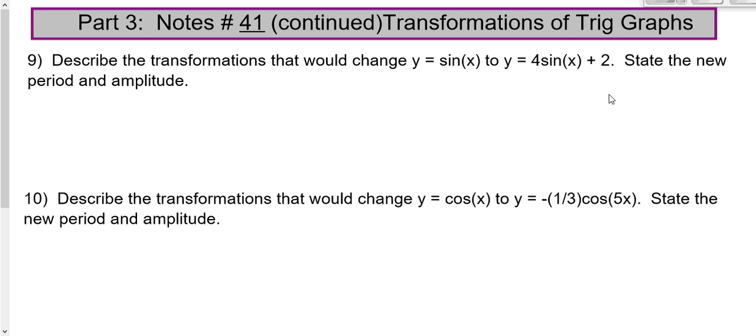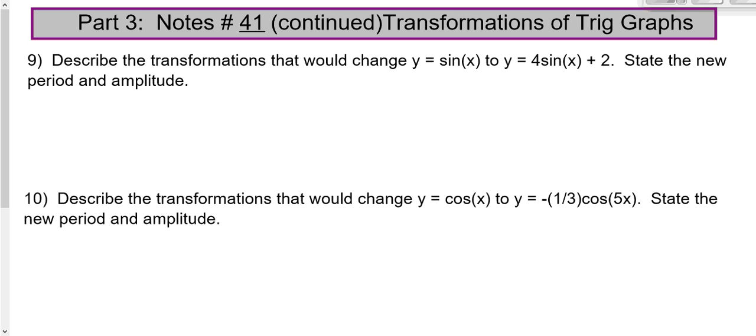Okay, so this is part 3 of the videos for this week, and in part 2 we talked about transformations of trig graphs, and that was notes number 41, and so we're going to continue with notes 41, and we're going to continue looking at transformations of trig graphs, but for this part of the lesson we're not actually graphing anything, so maybe that's a relief. We're just going to talk about the transformations. So let's take a look at number 9.